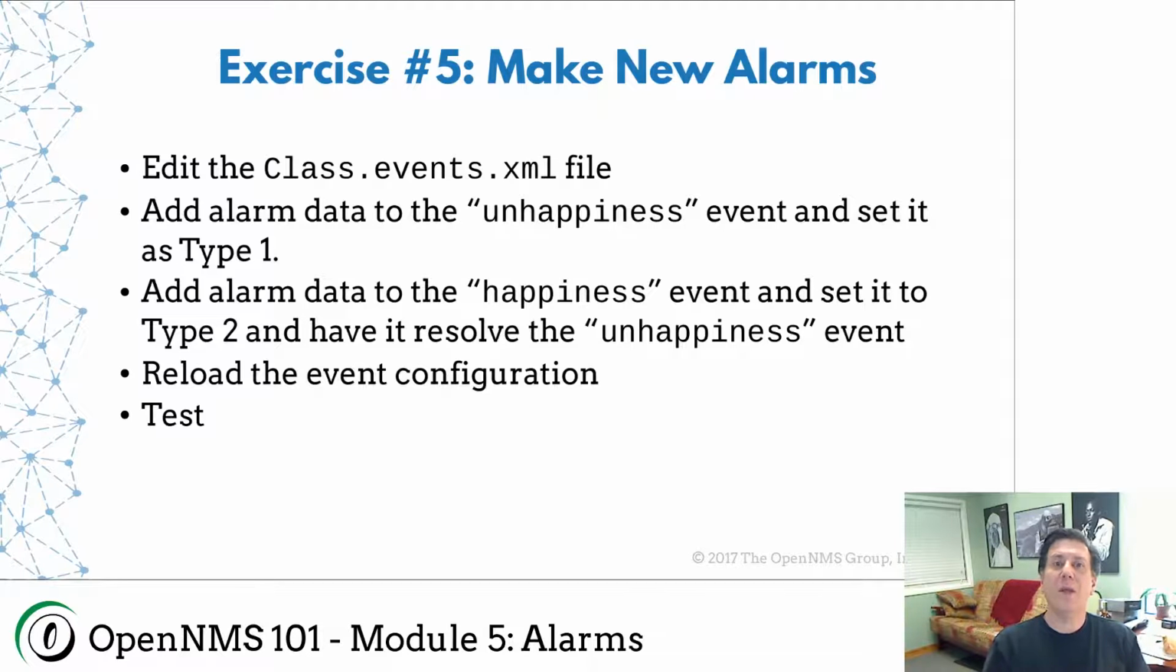When we started, in Module 3, we created 2 events. We created an event called happiness. In Module 4, we created an additional event called unhappiness. And then we manipulated those as notices. Now what we're going to do here is we're going to take our unhappiness event and we're going to add an alarm data tag. That will turn it into an alarm.